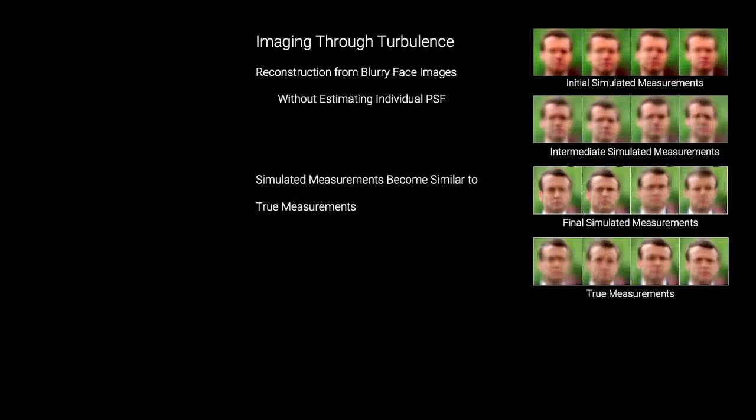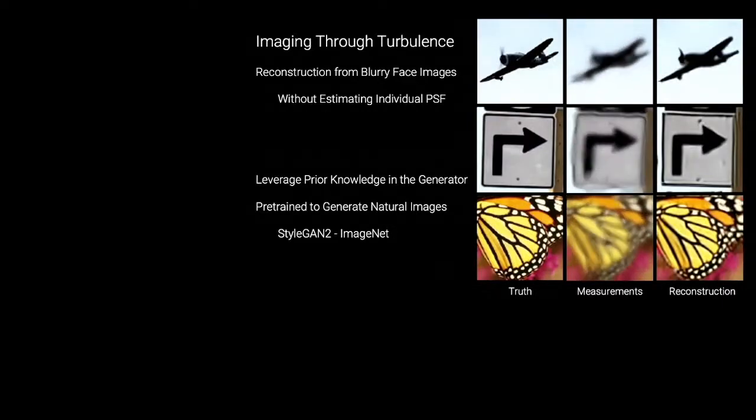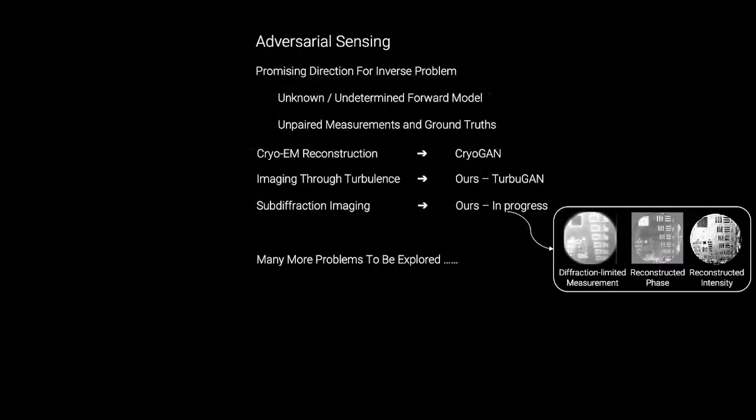Here we show our simulated blurry measurements. As training progresses, the simulated measurements become more and more similar to the true measurements. Here we show the final reconstruction produced by the generator, which are much sharper than the observed measurements. Beyond turbulence, we have further tested it on sub-diffraction imaging. We believe these initial results have already revealed the remarkable potential of adversarial sensing.